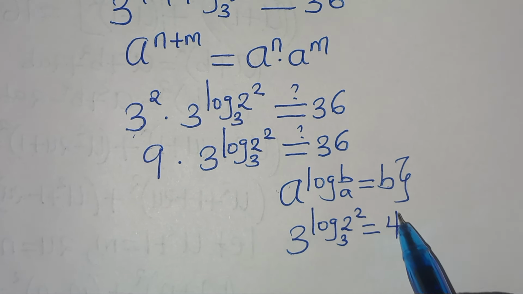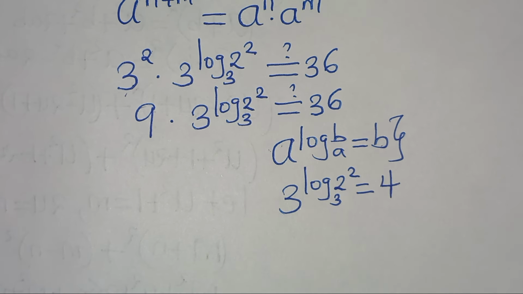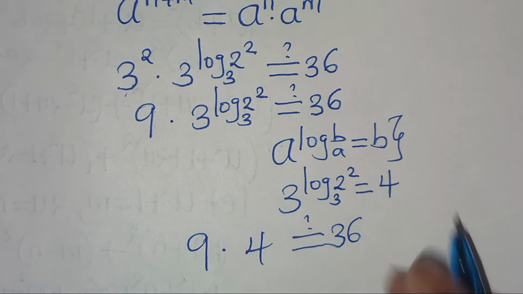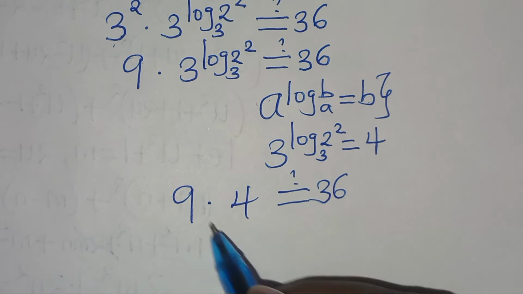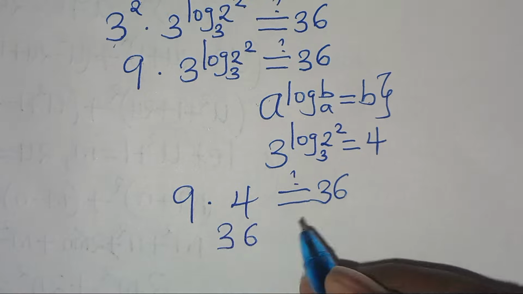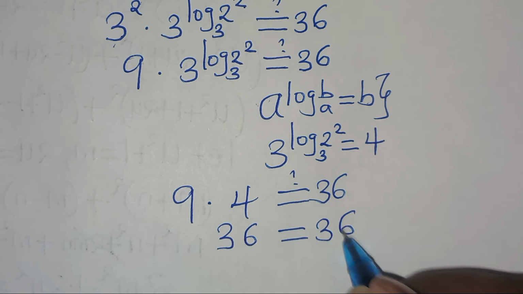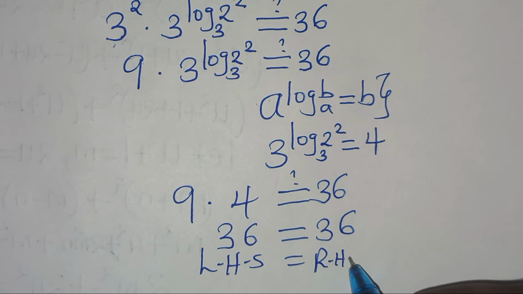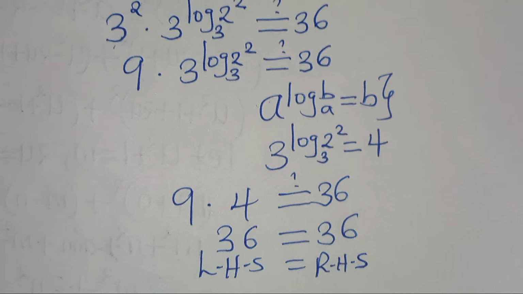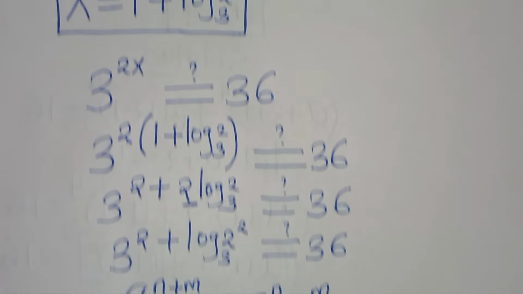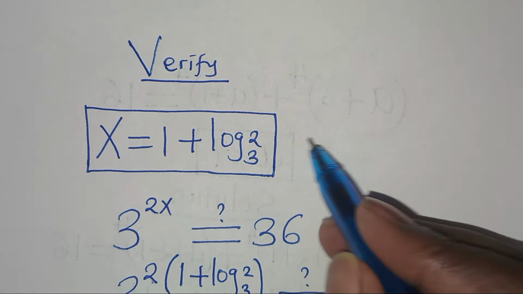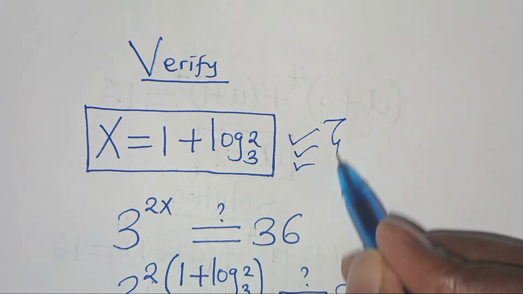So let's substitute this 4 into the equation here. So we have 9 times 4. This is supposed to give us a value of 36. So 9 times 4, this is equal to 36, which is equal to 36. So this implies that the left hand side is equal to the right hand side. And this proves that the value of x, which is equal to 1 plus log 2 to base 3, actually satisfies the equation.